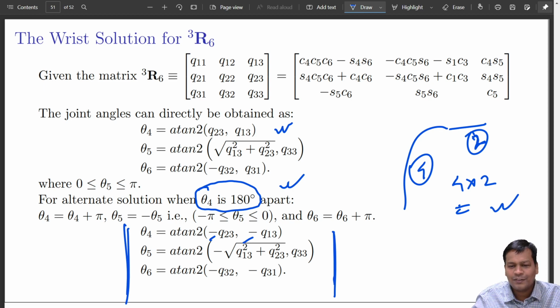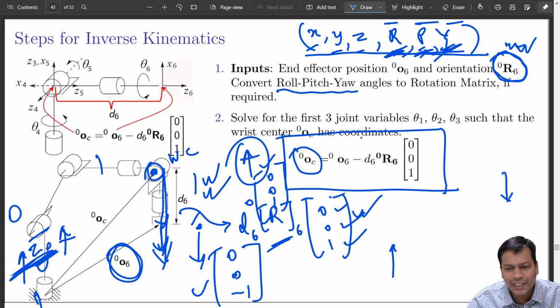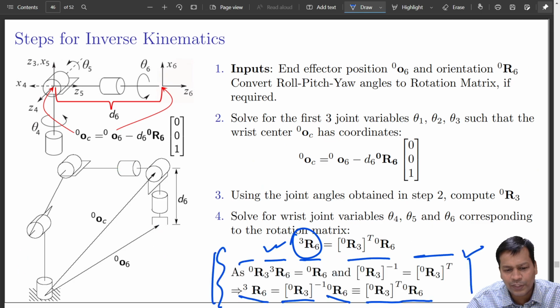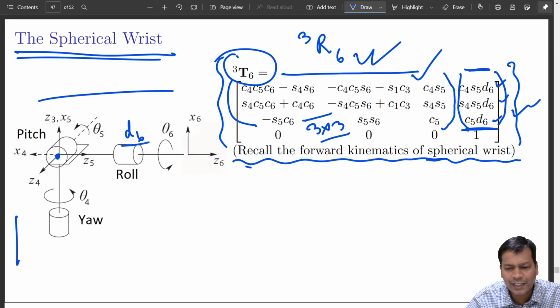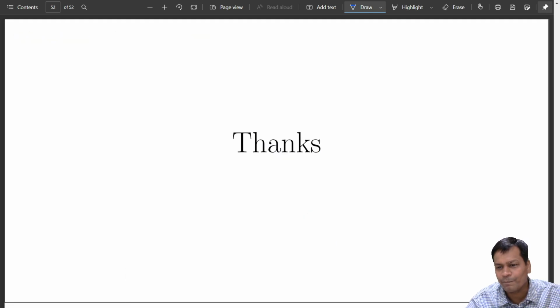That's all. Overall, if you know x, y, z and roll, pitch, yaw, you can get theta 1 to 3 as the first solution, the position solution. The next 3 can be obtained like this using the wrist solution. That's all. If you have any query, you can definitely come back.